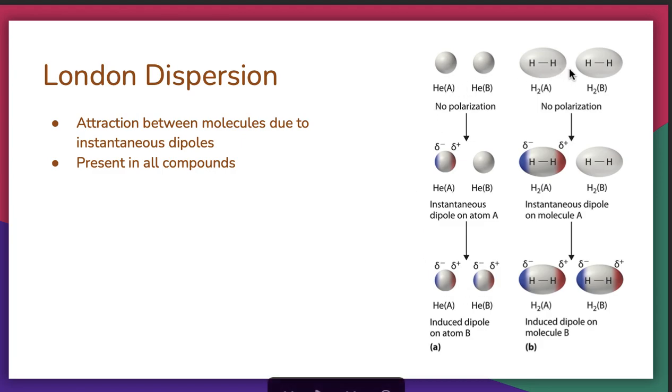So same with the hydrogen molecules. There'll be an instantaneous partial negative and partial positive, and that will cause molecule B to also have an instantaneous dipole. And they will get attracted to each other, and then it will go back to this stage when the electrons move, and then it just starts over. So if a question ever asks what forces are present in this compound, always write down London dispersion because that's present in literally everything. So you cannot get that wrong.